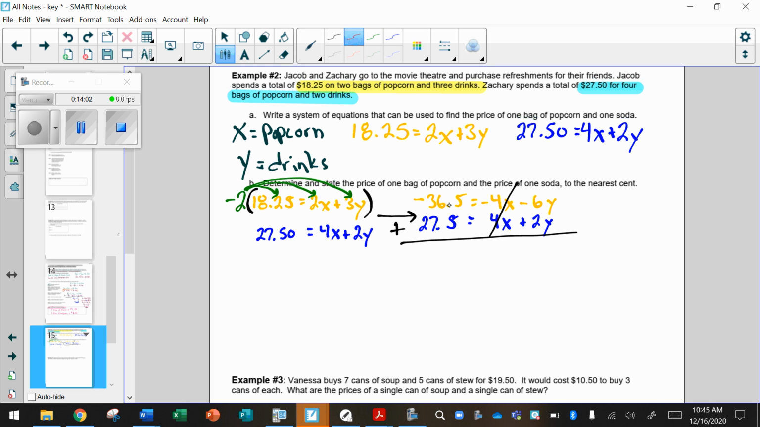The -36.5 plus 27.5 gives me -9. 4x's, like I said, cancel out. And -6 plus 2 gives me -4y. Solving for y, we're going to divide by -4. When you do -9 divided by -4, you get 2.25 for the y value.